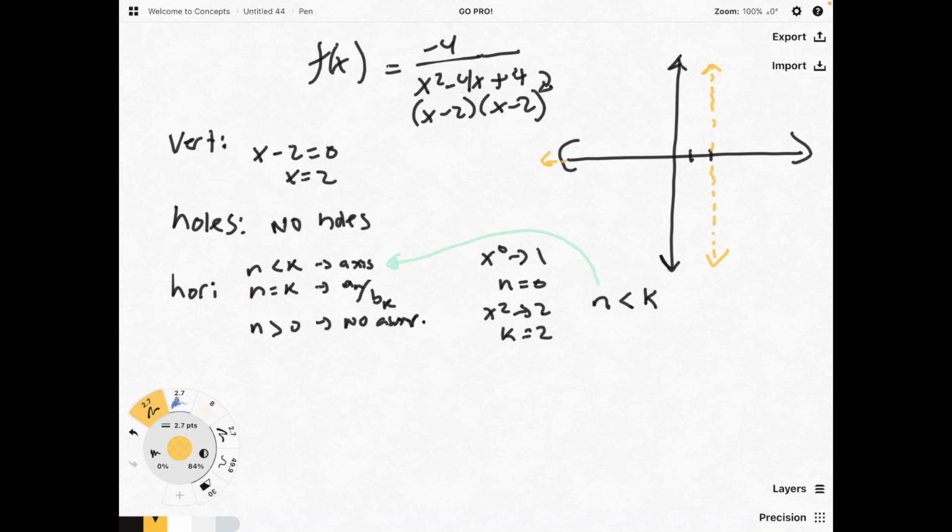If we do that, all we have to do is dot this line to show that we are not going to touch that x-axis. And there we go. We have our answer. We have that there are no holes. We have that the horizontal asymptote is the x-axis, and we have the vertical asymptote at x equals 2. If we were to graph this, we would approach these lines, but we would never touch them.